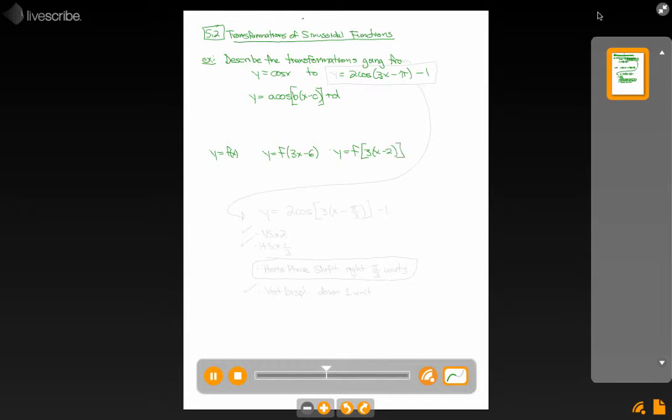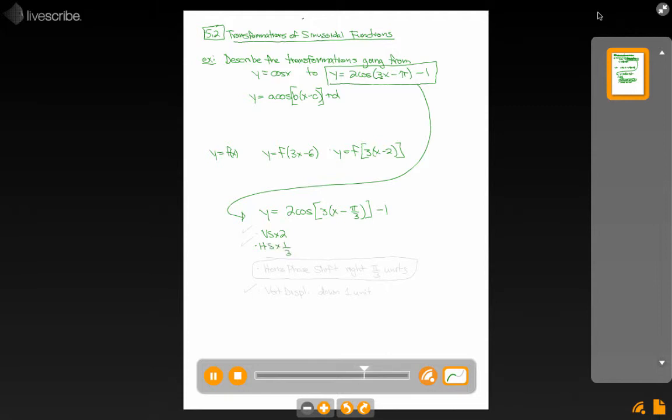This example is very much the same. Really what needs to happen here is a factoring step to correctly describe these transformations. So if I take this down here and rewrite it as y equals 2 times cosine of 3 times (x minus pi divided by 3), I'll be able to easily describe these transformations as a vertical stretch by a factor of 2 about the x-axis. That would be my first one. A horizontal stretch by a factor of 1/3 about the y-axis.